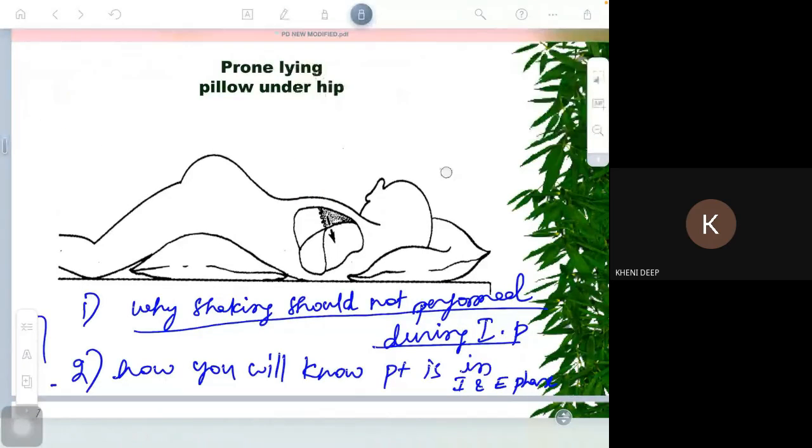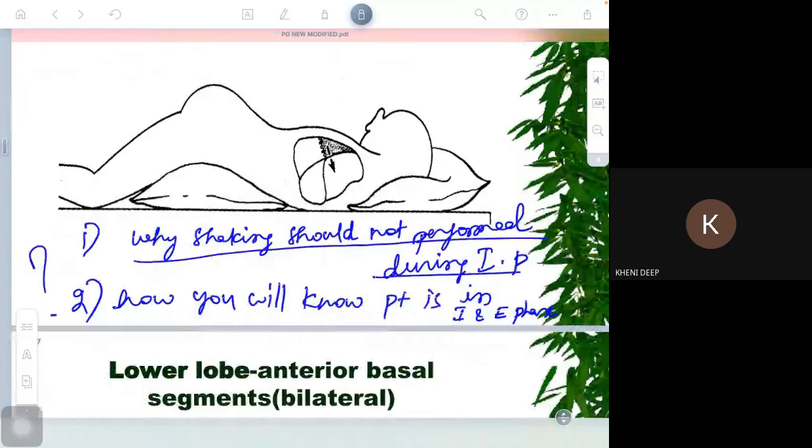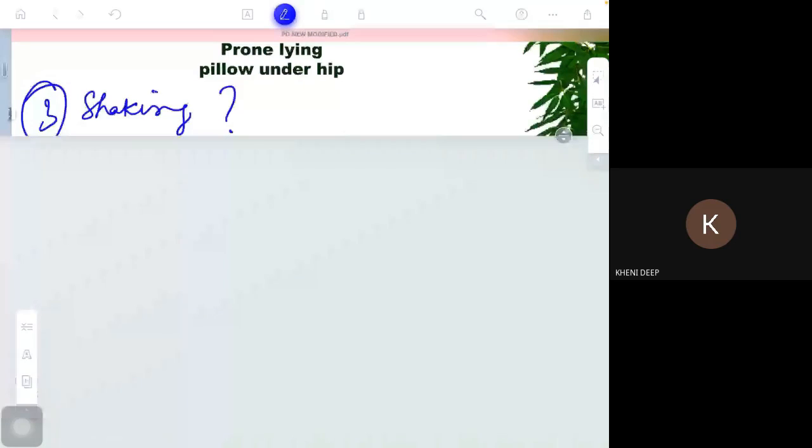So shaking should be performed during the inspiratory phase or expiratory phase? So it is performed during the expiratory phase. Why should it not be performed during the inspiratory phase? First of all, what is shaking? Shaking is the manipulation which brings the dislodged mucus towards the central airway. If you understand this point, then it will be easy. You will answer the question.